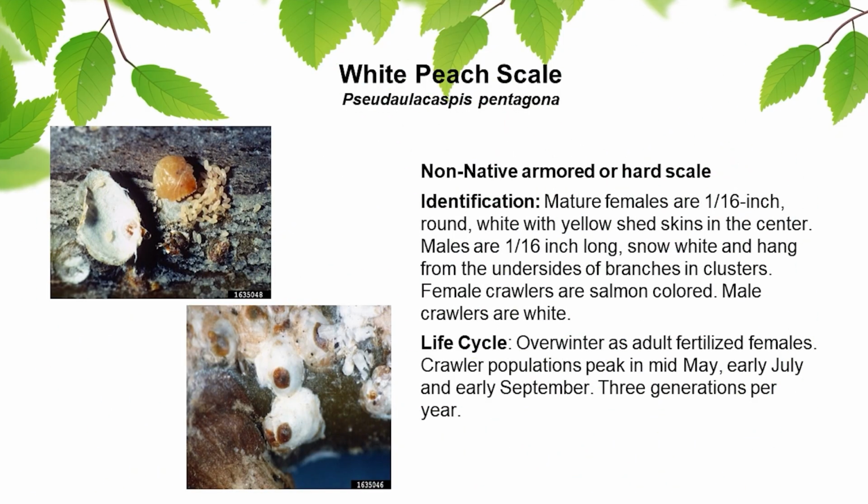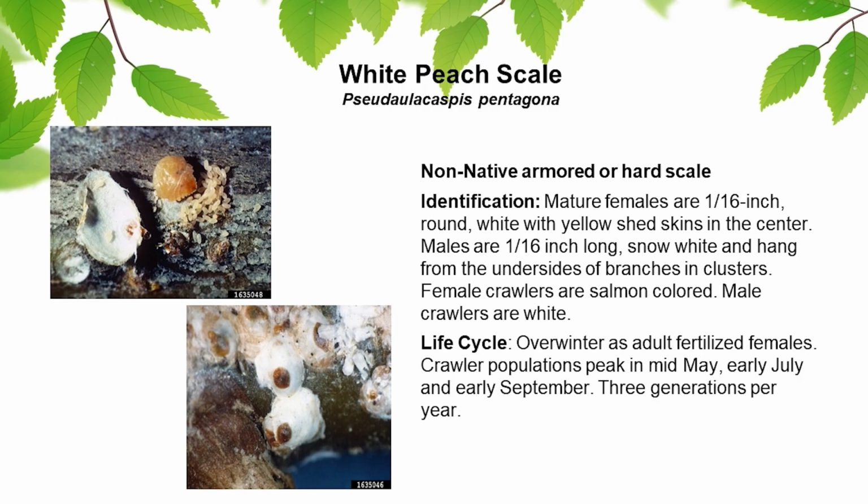White peach scale. White peach scale is a non-native armored or hard scale. The mature females are 1/16 of an inch in diameter and round. They are white with yellow shed skins in the center. The adult males are 1/16 of an inch long. They are snow white in color and hang from the undersides of branches in clusters. Female crawlers are salmon-colored. Male crawlers are white in color.